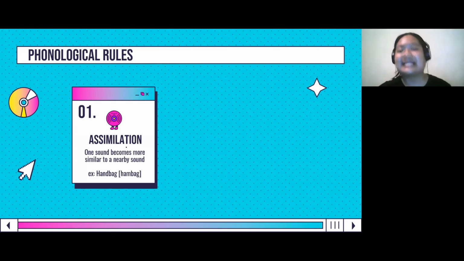The first one is assimilation. Assimilation happens when one sound becomes more similar to a nearby sound. So for example, handbag. It is pronounced as hambag. It shows us that when the n sound is followed by a b sound, it becomes an m sound.